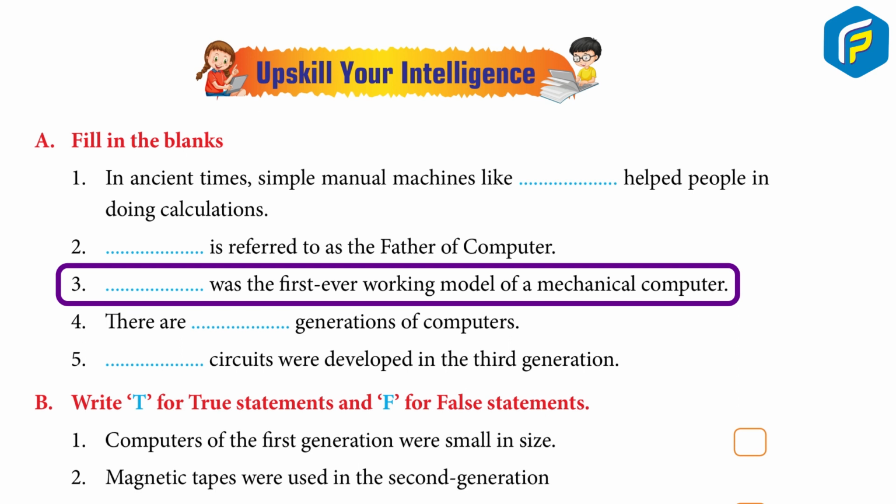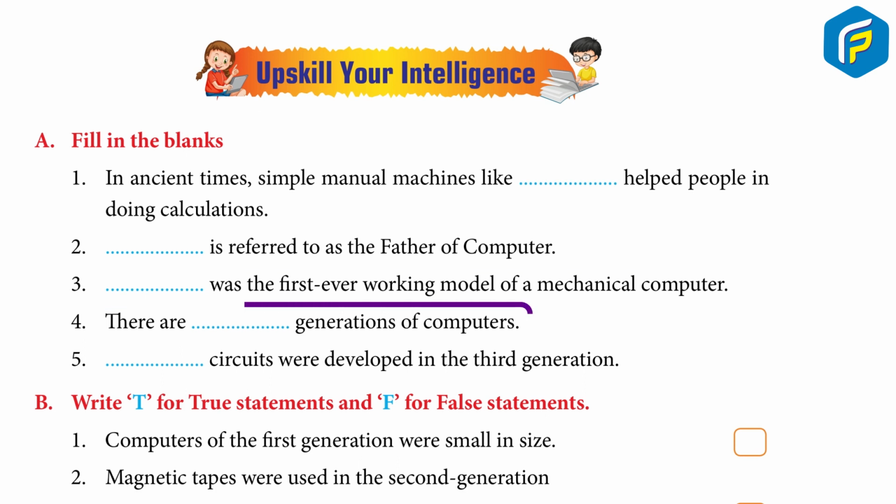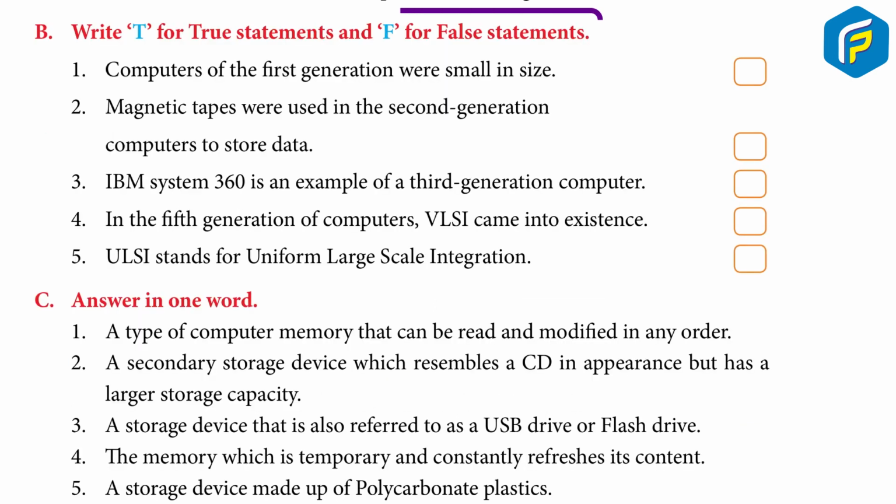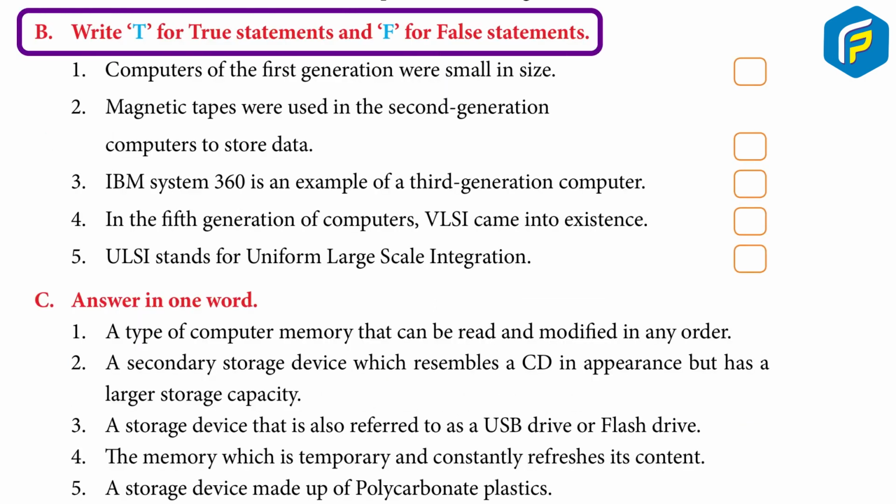Answer: analytical engine. 4. There are dash generations of computers. Answer: 5. 5. Dash circuits were developed in the third generation. Answer: integrated circuits. B. Write T for true statements and F for false statements.